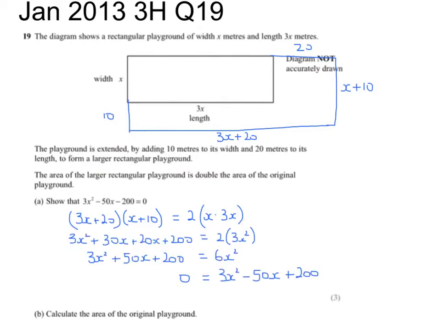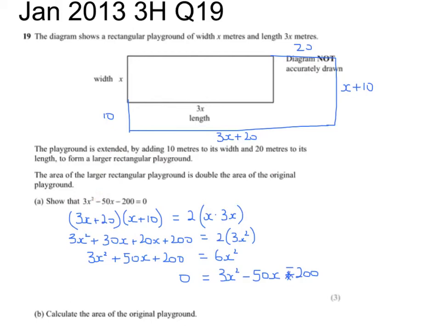So this is the way I've shown it. First of all, I've expanded the left-hand side using first, outside, inside, last. So 3x times x is 3x squared, 3x times 10 is 30x, 20 times x is 20x, 20 times 10 is 200, and that equals 2 times, where x times 3x is 3x squared. So I can combine 20x and 30x to make 50x, on the right-hand side that makes 6x squared, and then the last step is I just subtract 3x squared, 50x and 200 from both sides, and I've got 3x squared minus 50x plus 200 equals 0, which is what was required up here.